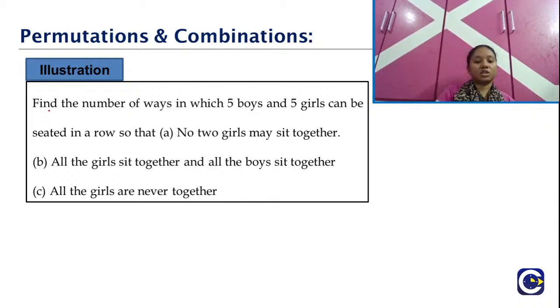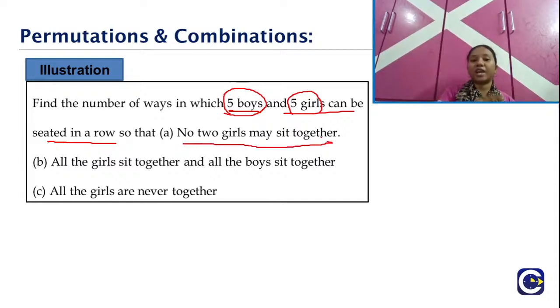So we'll just read out the question. Find the number of ways in which 5 boys and 5 girls can be seated in a row. So here we are having 2 groups. One group is having 5 boys and the other group is having 5 girls. Right. And amongst this, the first question is no 2 girls may sit together, which means here we have to arrange them alternatively. That means no girl may sit together.